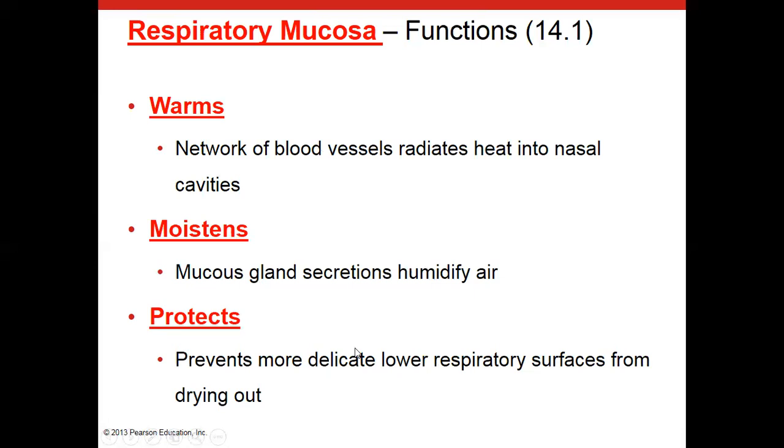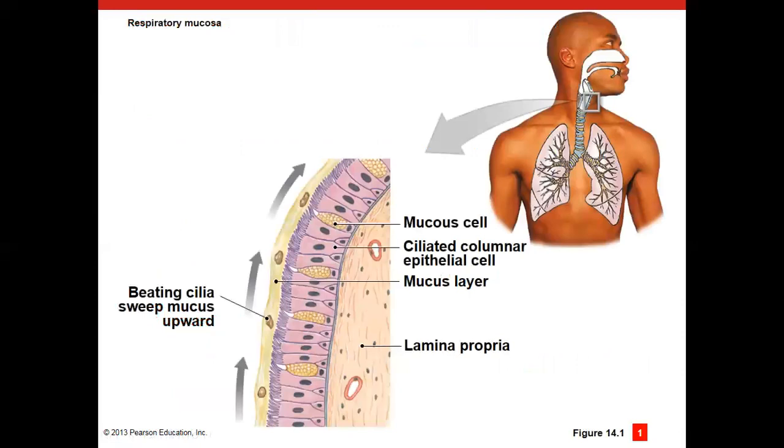So this respiratory mucosa is a layer of mucosal tissue, which is a layer of epithelial tissue, again, anchored to connective tissue below it, that helps warm and humidify the air as it makes its way into the lower respiratory system. And this is what it looks like.